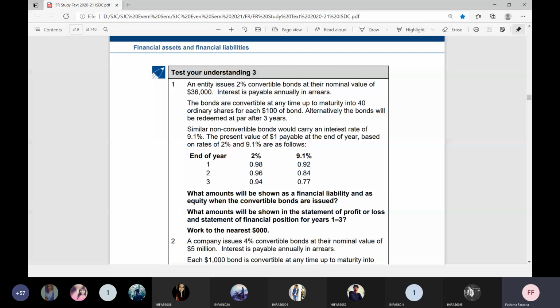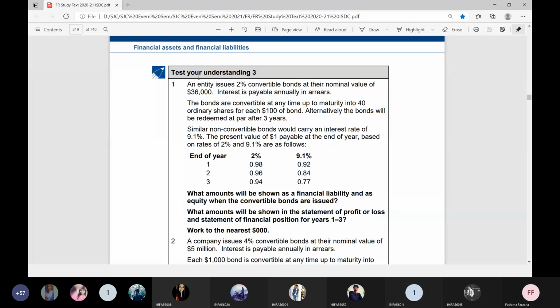Similar non-convertible bonds would carry an interest rate of 9.1%. What is this? Market rate. Am I right? Yes, ma'am. This is a market rate. So they have given 2% as well as 9.1%. So which is your coupon rate? 2% is coupon rate and 9.1% is market rate, no? Yes, ma'am. So interest paid is 2%. Interest paid is 2%, but 9.1% is considered as a finance cost.